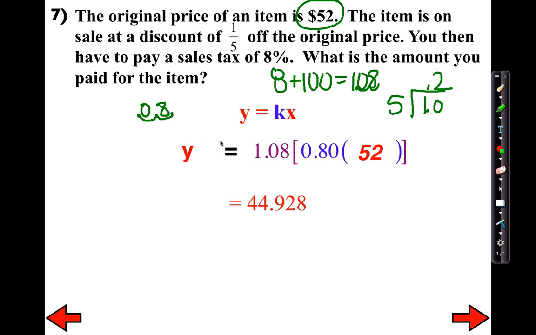Now if you multiply these all together, you are going to get $44.928. Now with money, it doesn't make sense for you to go all the way to the thousands place. So what do you do? You round to the nearest hundredth. This 8 will make this value go up, so I would say it's going to cost you $44.93.